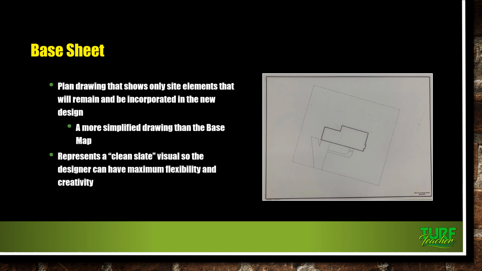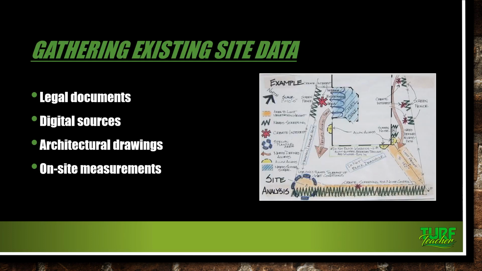But it's neat and clean. As you can see, the structure is darker. The property lines are dashed, and then the driveway and sidewalk are a little bit lighter than our building structure. But again, like I said, it represents a clean slate visual, so the designer can have maximum flexibility and creativity. Nice clean drawing there.